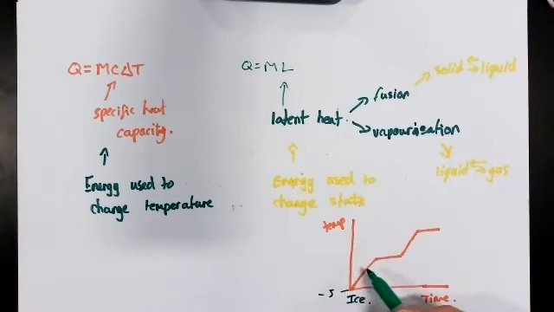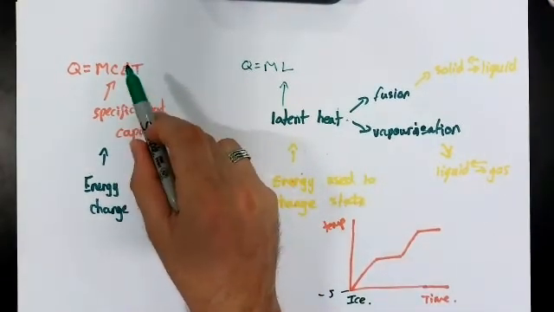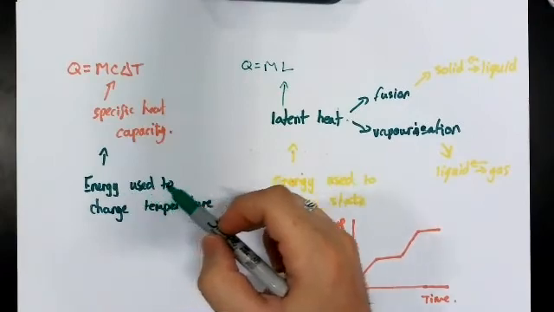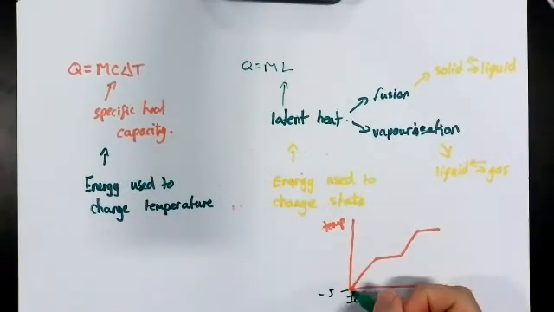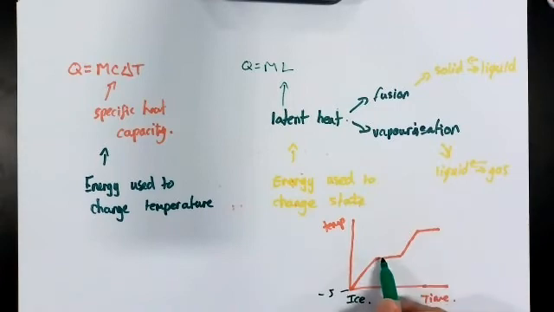So which equation is being utilized here? Well, which equation is being utilized is this one, because there's a change in temperature. So here, energy is being used to change the temperature. So the energy that's being given into heating this ice is being used to change the temperature. Now look what happens next.